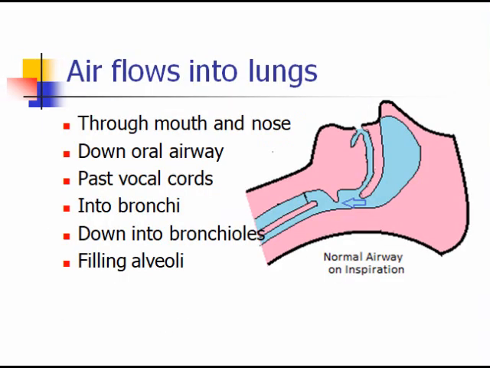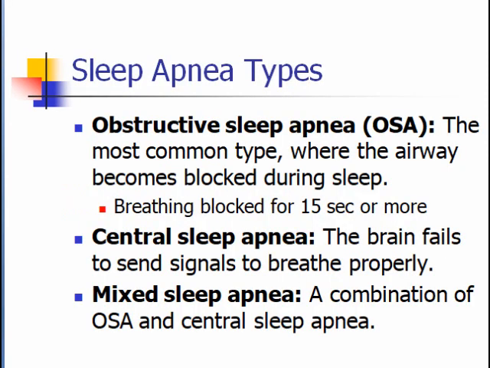As we inhale, air flows into our lungs. It goes through our mouth and nose, down our oral airway, past our vocal cords, and into the bronchi, and then down farther into the bronchioles until it finally reaches the end point, which is filling up the alveoli. Along that respiratory tree, things can happen.